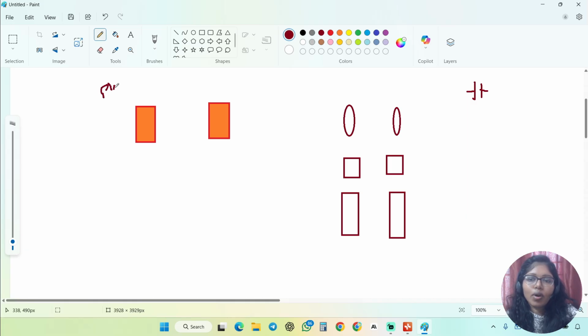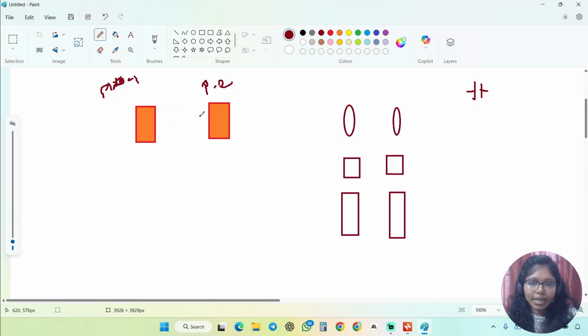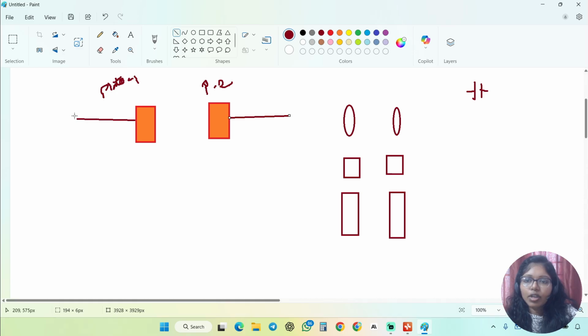These two, called plates, are going to store charges. This is plate one and this is plate two. Because these two are metal plates, we know how we are going to give them some charges: we connect them to the power supply. These two metal plates are connected, one to one end of the supply and the other to the other end. This is how it is connected.